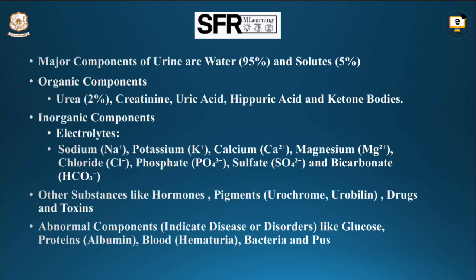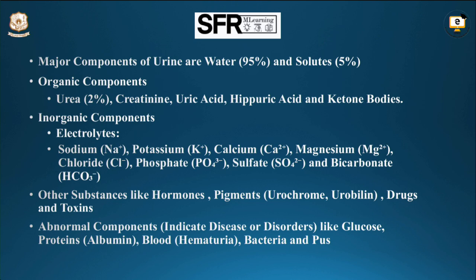Other substances like hormones, pigments, drugs and toxins are also present in the urine. Whatever drugs we consume, the liver breaks them down. Drugs or toxic substances are broken down by the liver into simpler components, and they are eliminated through the urine. A certain amount of excess hormones, in some cases, and pigments like urochrome and urobilin are also present in the urine. The abnormal components indicate disease or disorders.